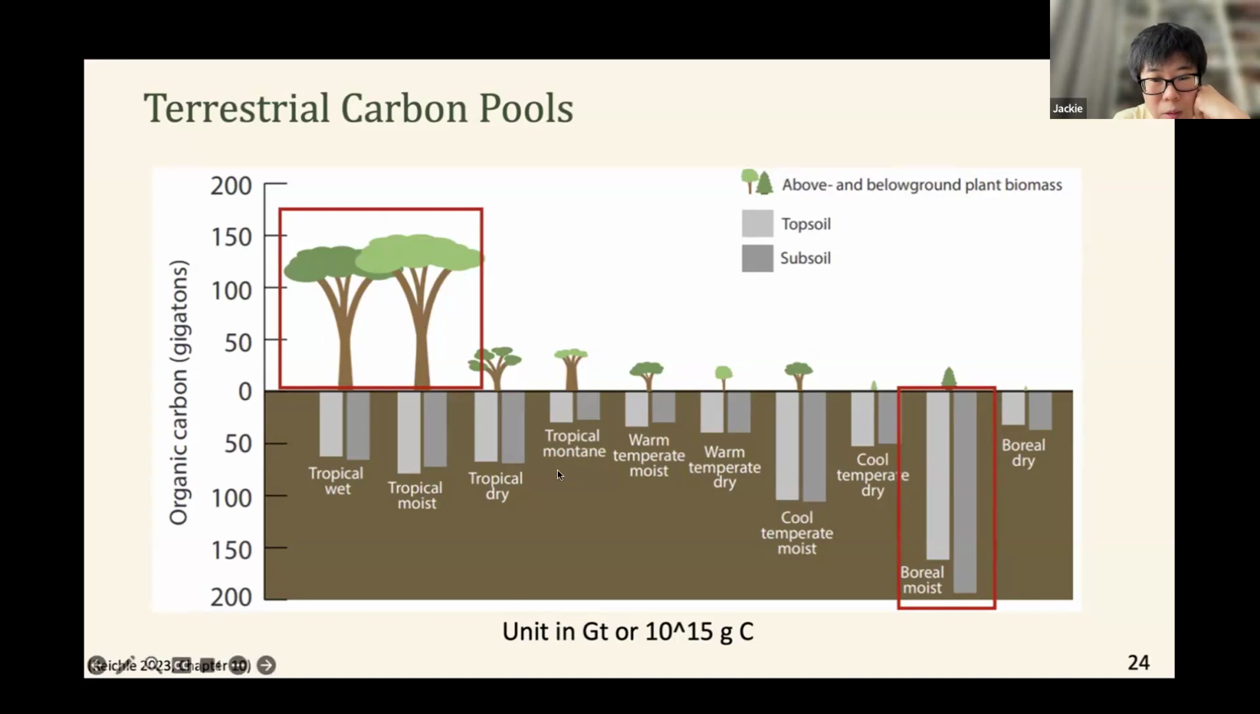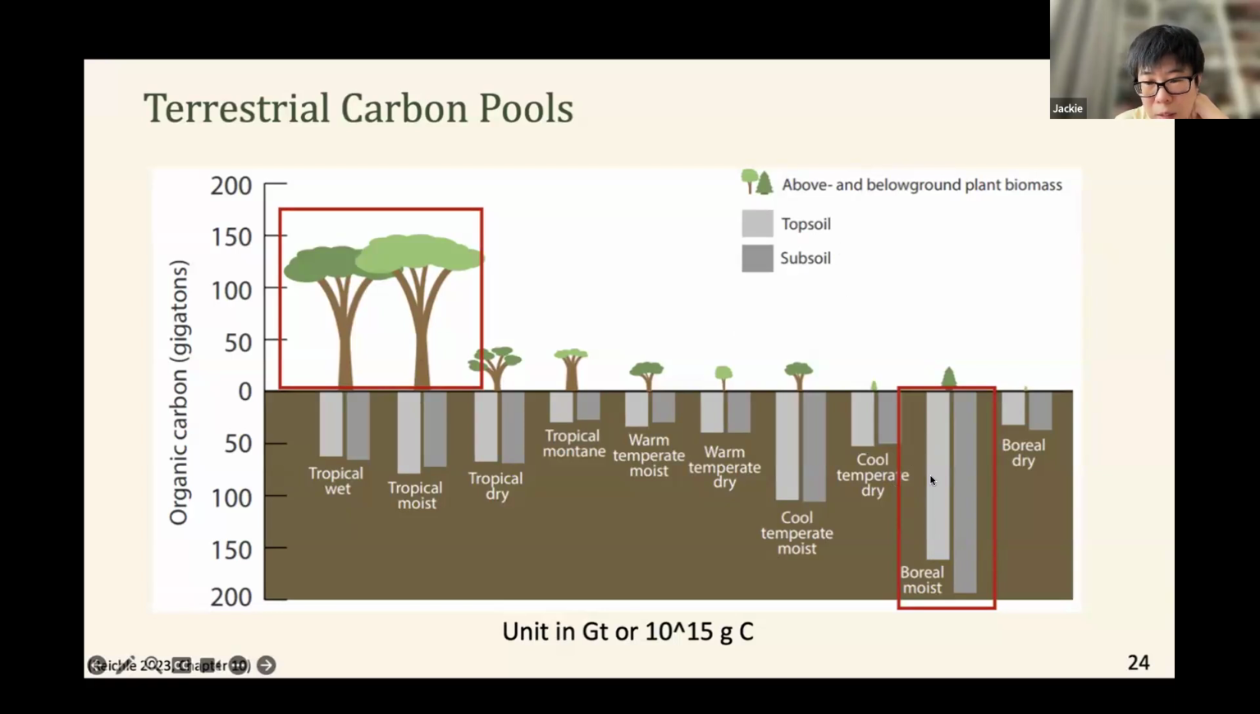Compare that to other regions, for example the cool temperate dry and cool temperate moist regions. By contrast, if you look at the below ground organic carbon pool, you find the largest soil organic carbon pool in the boreal region. So why is that? We understand we have the highest GPP in the tropical region, and that can create the largest above ground plant biomass pool, but why do we have the largest soil organic carbon pool in the boreal region? This is a contrasting pattern showing the different distribution between above ground and below ground.